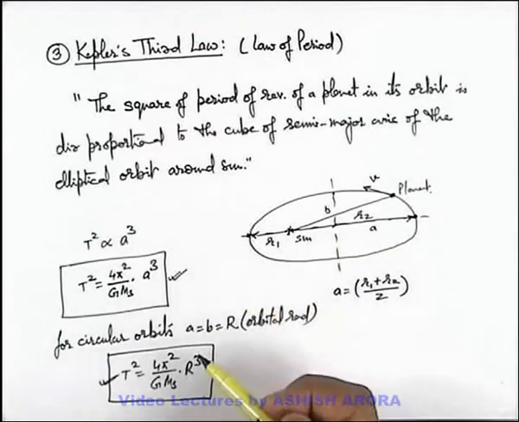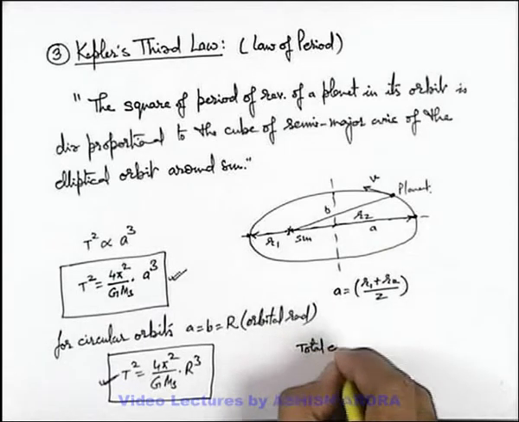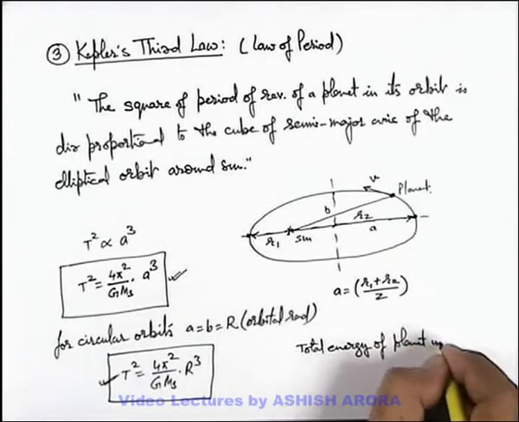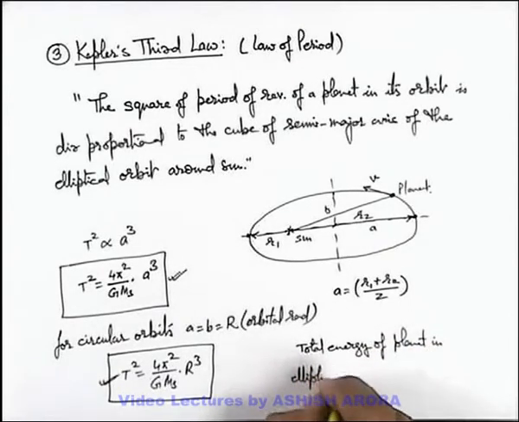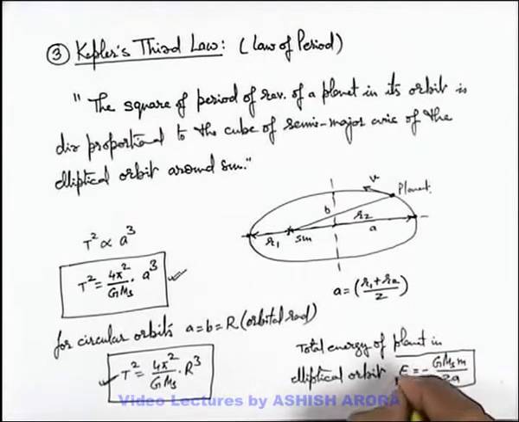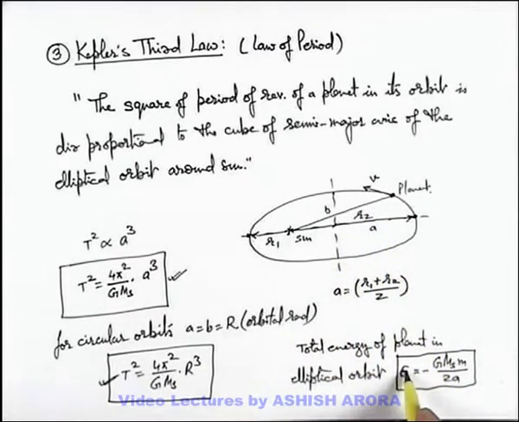And one more important thing we need to keep in mind whenever we are required to find the total energy of a planet in elliptical orbit. This total energy in elliptical orbit is also given as minus G Ms m by 2a. This is also a standard relation which we can use. So if at one point we know the kinetic energy of the planet, correspondingly potential energy can be calculated by subtracting kinetic energy from the total energy.